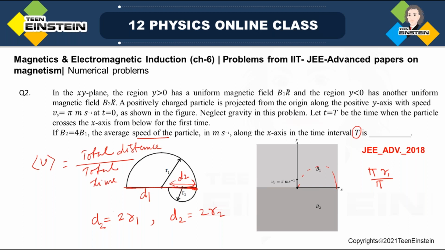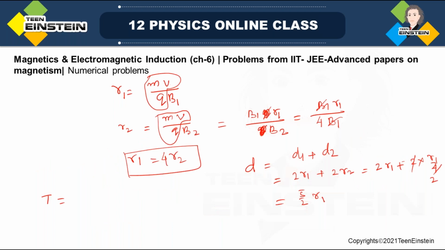We'll see how much it is. So T is pi r divided by velocity, which is pi, 5 meter per second. So it is r1 alone. So I'm getting T is equal to only r1. So the average speed is 5 by 2 r1 divided by T, that is r1. So it is actually 5 by 2.